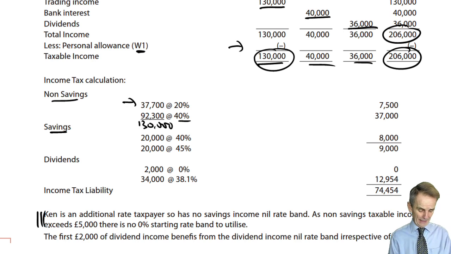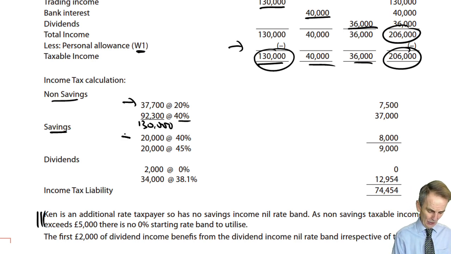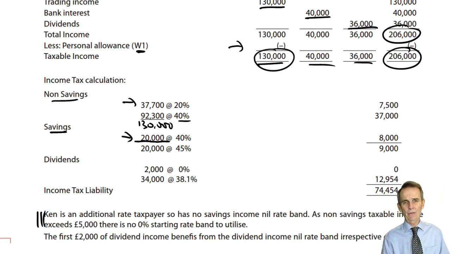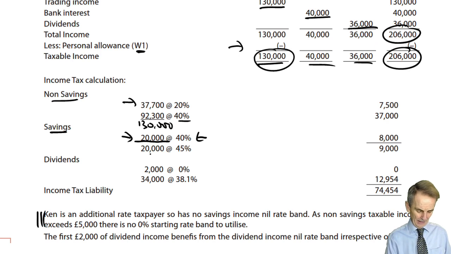So there's no nil rate band here on savings income, so the first 20,000, why 20? 130 plus 20 takes you up to 150. That is your higher rate band limit, and that is at 40%. Above 150 in total of taxable income, and there's £20,000 of this savings income in that band, that's at 45%.